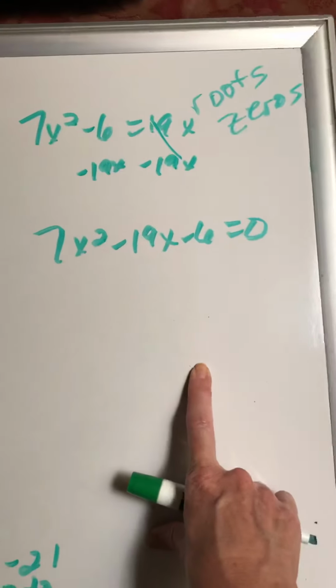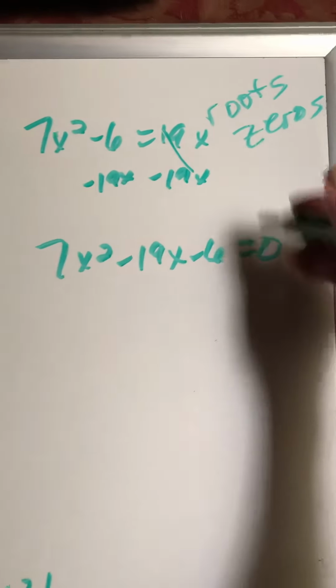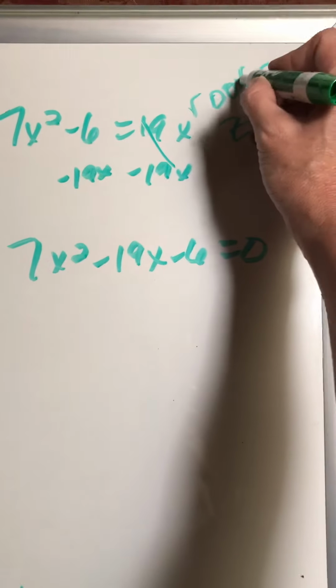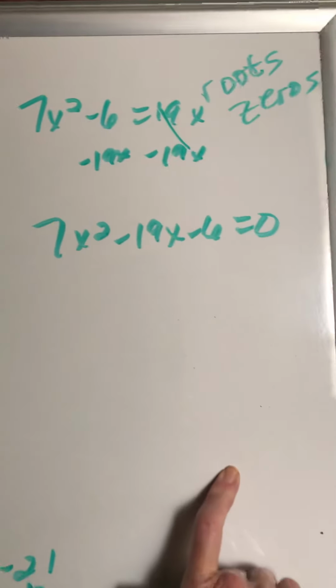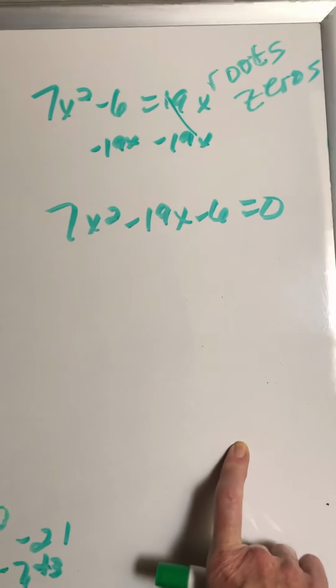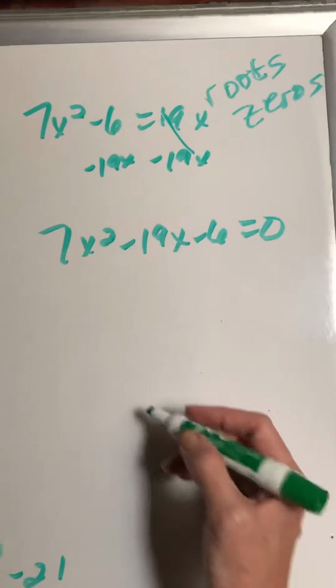You're solving. You're finding the solutions, you're finding the x-intercepts. That's not roofs, that's roots, okay? Roots, zeros, solutions, solving, it's all the same thing. This is what you do, okay?